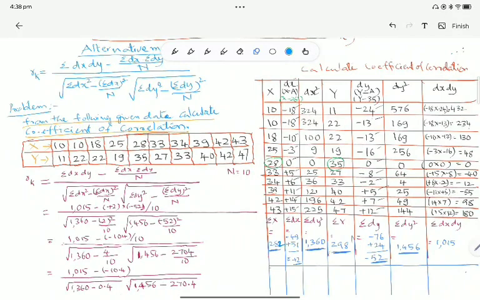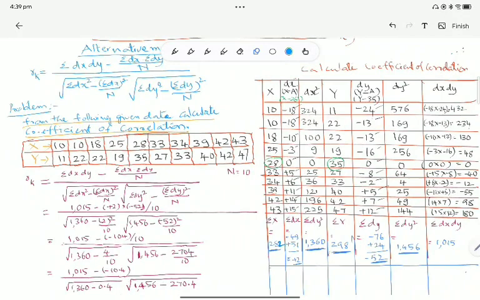Okay, and the y series, you take the y series as it is: 11, 22, 22, 19, 35, and 27, 33, 40, and 42, 47. From this series, before taking the assumed mean, you add together all the values and get the sigma y value. It is 298. Okay, after writing all these values, we find the deviation of the y series.